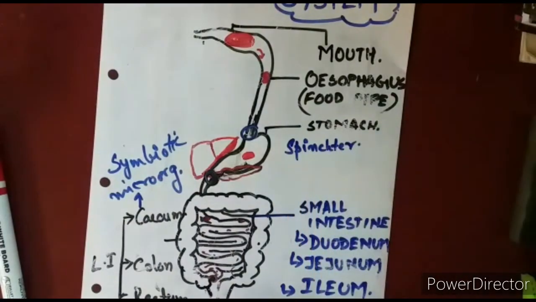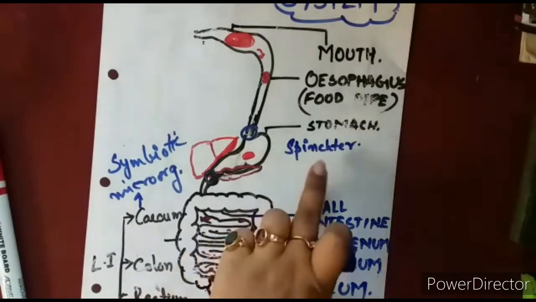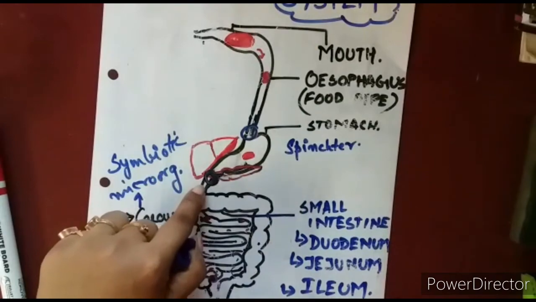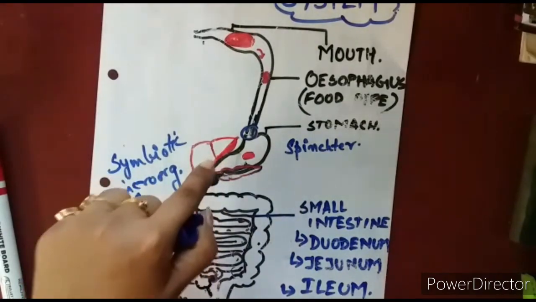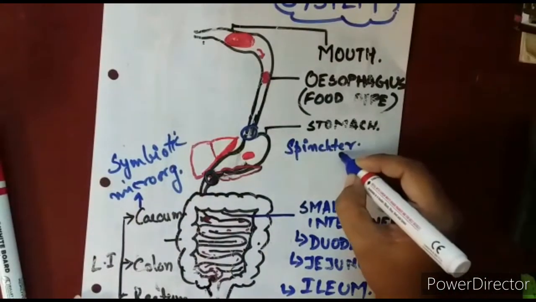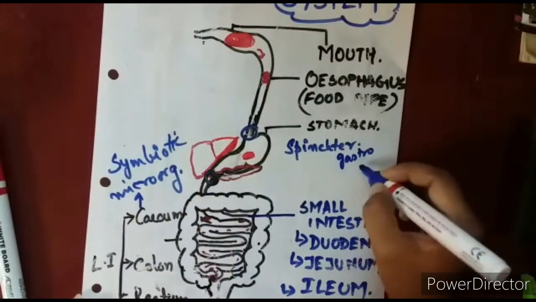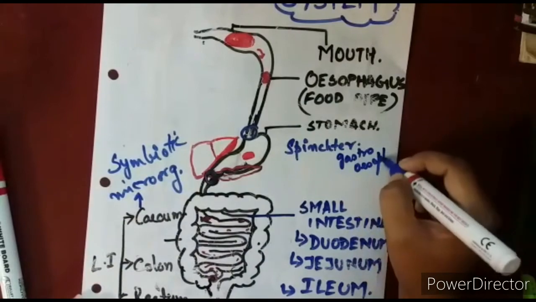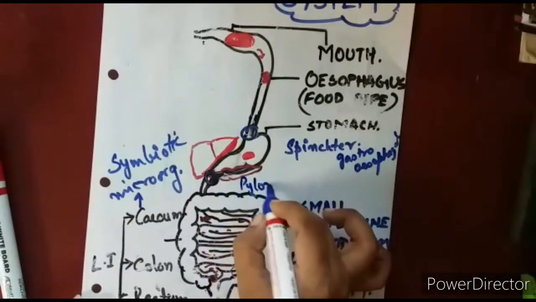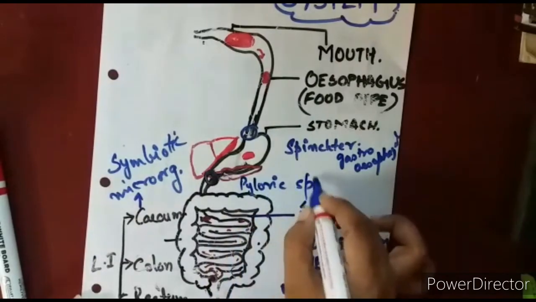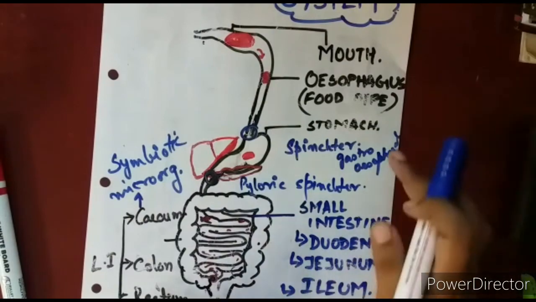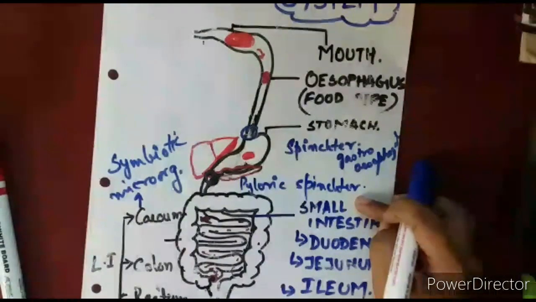So it's sphincter muscle. Here the name is gastroesophageal sphincter, and here, as I have told you, is the region of pyloric. This is known as the pyloric sphincter. So this is gastroesophageal sphincter, and this is pyloric sphincter.